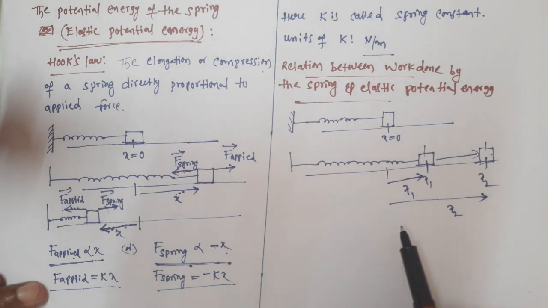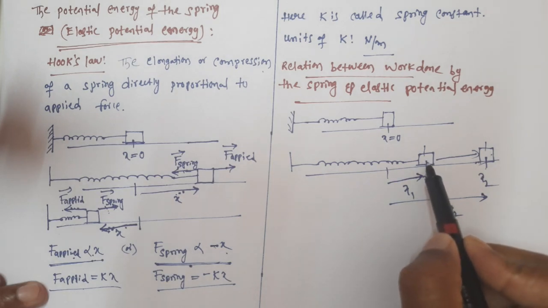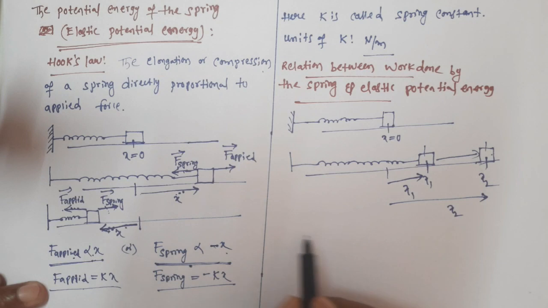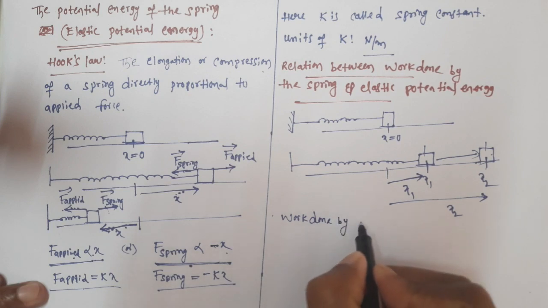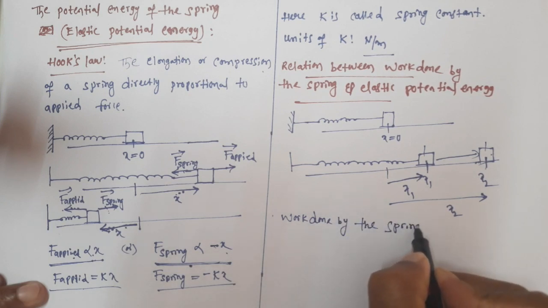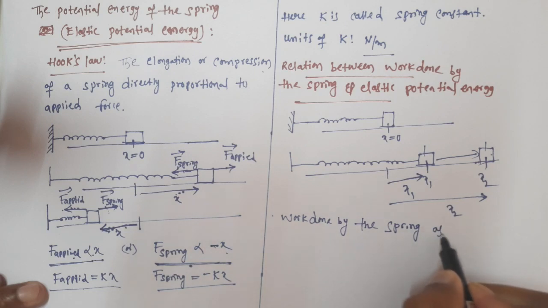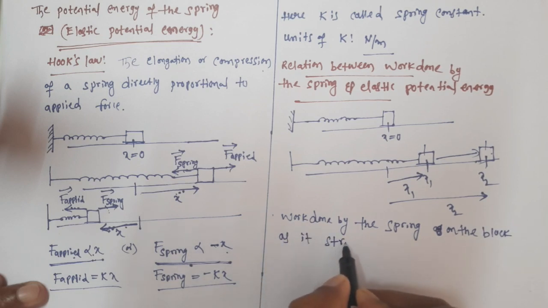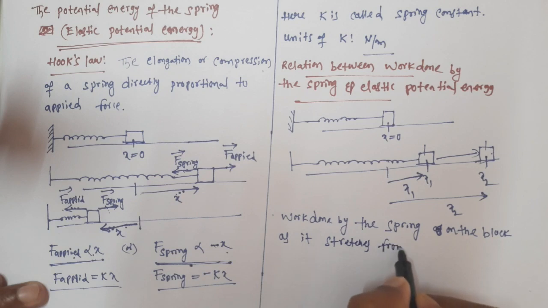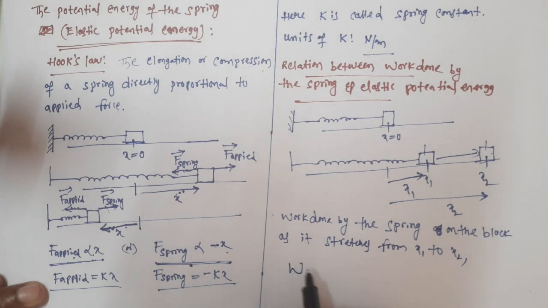Now let us calculate the work done by the spring on the block as it moves, or stretches, from the initial position x1 to the final position x2. Now W, the total work done.